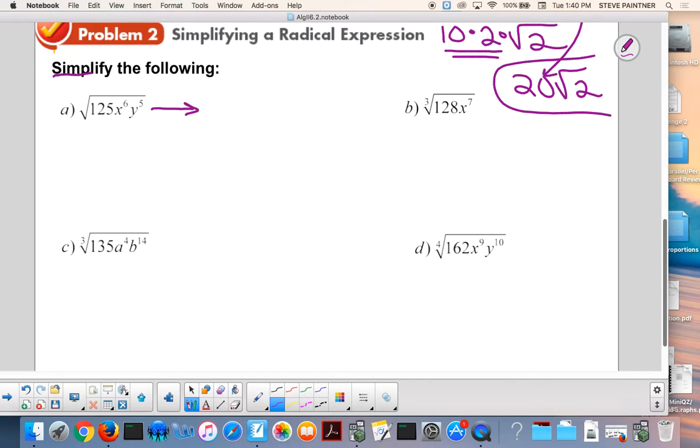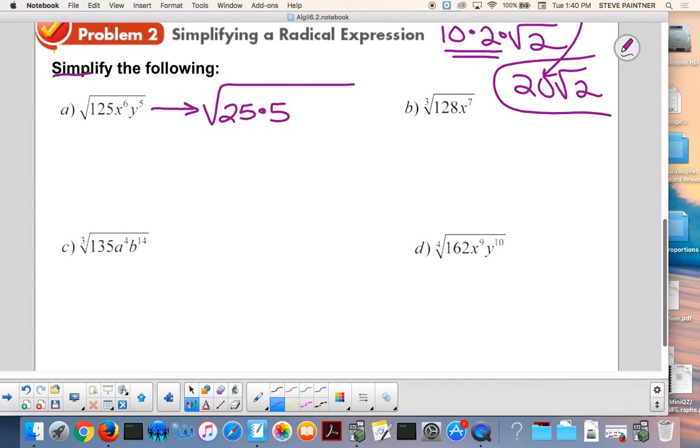Simplify. Hey, we just did this, and we actually practiced with variables. Square root of 125. Is 125 a perfect square? No. 100 is. 121 is. Not 125. Can you break this up? Give me a perfect square. 25. Yep. Times 5. There you go.